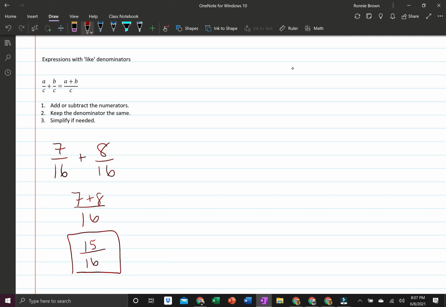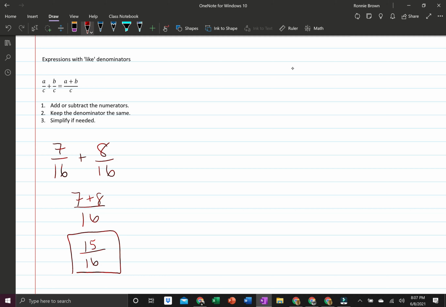So understand, if this were a subtraction problem, we would just go ahead and do the subtraction. I just did this problem to show how this is so closely related to subtracting and adding rational expressions with like denominators. Let's go ahead and take a look.